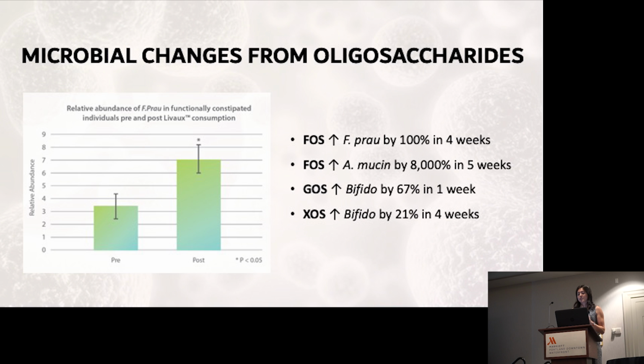And so in some of the studies looking at these different oligosaccharides separately, FOS was able to increase Faecalibacterium prausnitzii by 100% in 4 weeks. It was able to increase Akkermansia muciniphila by 8,000% in 5 weeks. GOS, which is the galacto-oligosaccharide, was able to increase Bifido by 67% in just 1 week. And xylo-oligosaccharide was also able to increase Bifido by 21% in 4 weeks. So this is where those three came from, in case you were wondering why we chose those three.